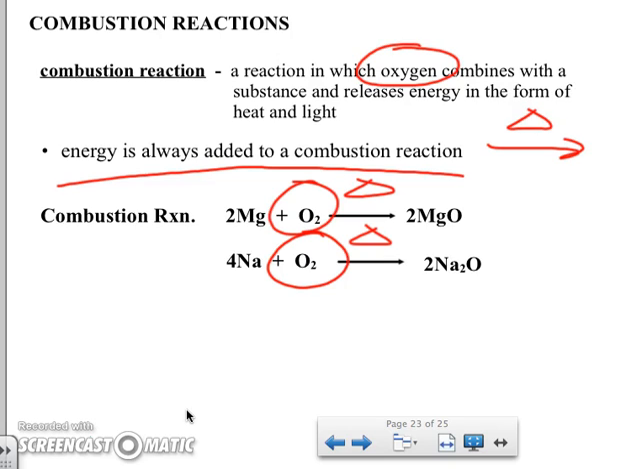Some of you may be wondering, can these also be classified as synthesis reactions because of the one product? And my answer to you is yes, they could, but we'll also classify them as combustion because oxygen is one of the reactants.